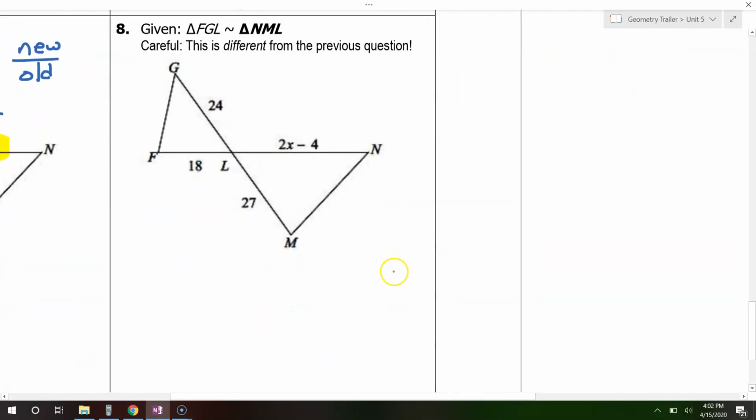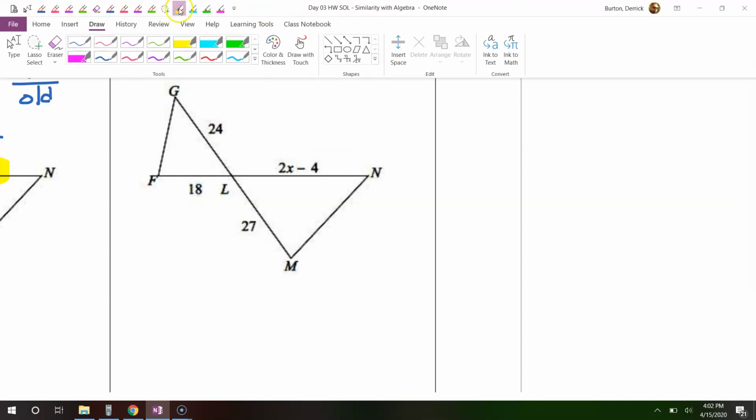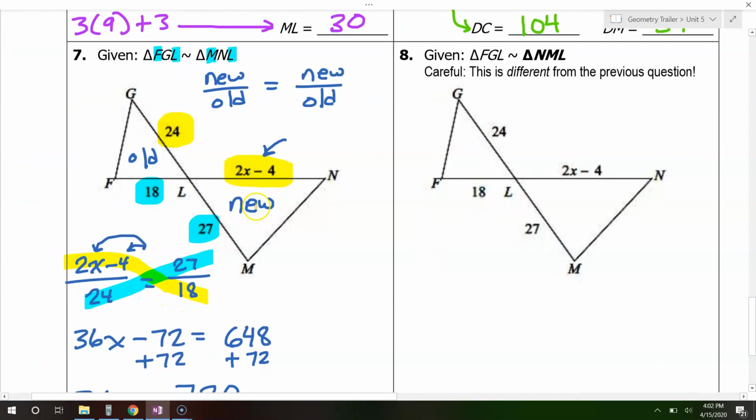All right, last problem, guys. Be careful about your corresponding sides. Notice the pictures are identical. I've got the 24 and the 18 and the 2x minus 4 and the 27. The pictures are identical, but yet it's a whole new problem because the similarity statement has now changed. That's the only way you know. You have to look at the similarity statement.